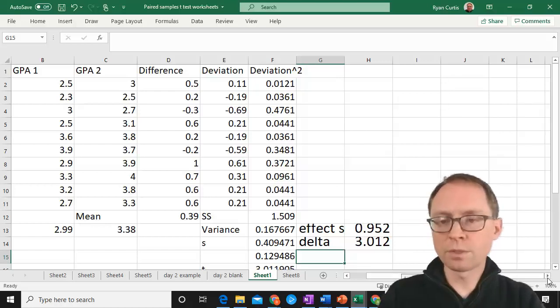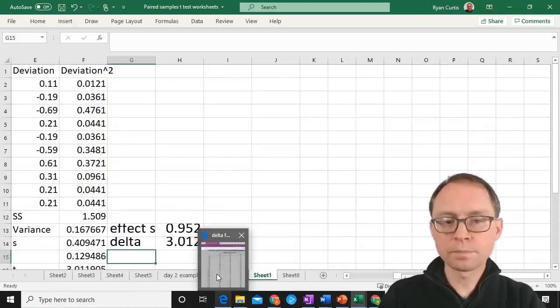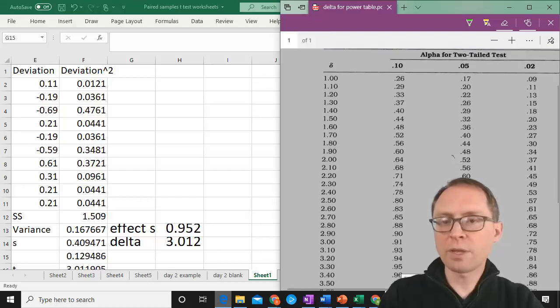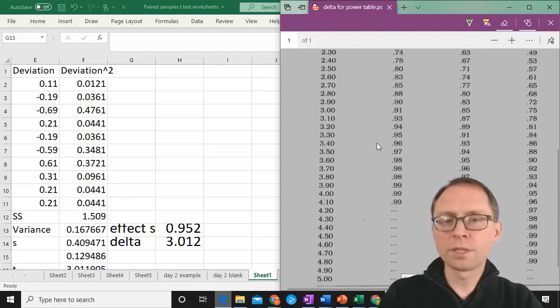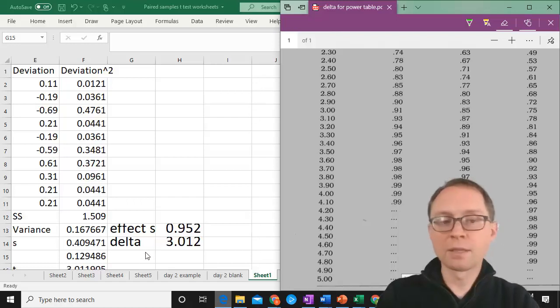Then I look at 3.012 on the table. I'll move it over even more so that we can see the table and this at the same time. 3.012 is closest to 3.00. Alpha equals 0.05, and we do a two-tailed test. I'm always going to do that for this one. Always going to do that. And I get a 0.85. 0.85, if you want to see it up higher. 3.0, alpha 0.05, 0.85.